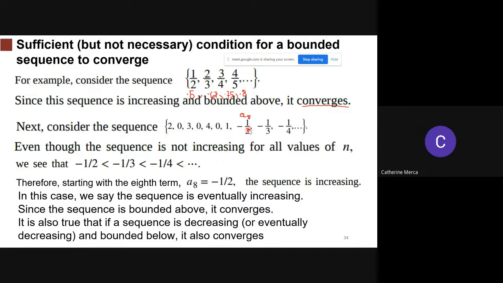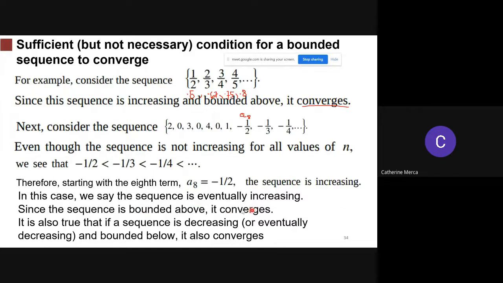2030,401. Then the next terms are negative 1 half, negative 1 third. In fact, negative 1 half is your 8th term, a sub 8. So, even though the sequence is not increasing for all values of n, we see that negative 1 half is less than negative 1 third, and negative 1 third is less than negative 1 fourth, and so on down the line. So, starting with the 8th term, a sub 8, the sequence is increasing.